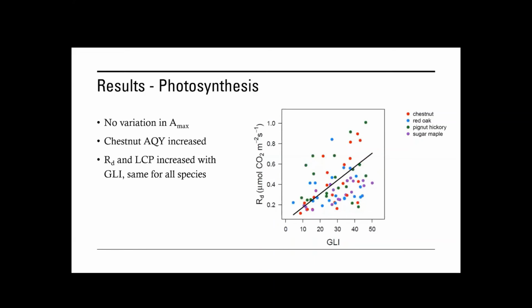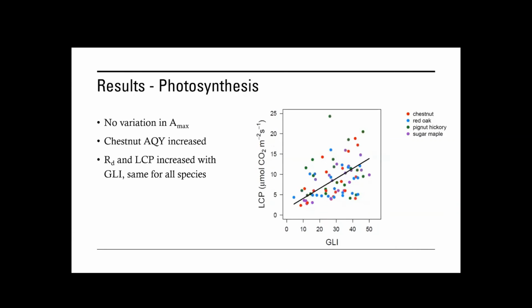We did see significant increases in dark respiration as light increased. However, this was the same across species, meaning that as light increased, leaves were using more energy to maintain vital functions. Similarly to our dark respiration results, we see similar light compensation point results. Because if leaves are using more energy at higher light, they're going to have to produce more sugars in order to break even.